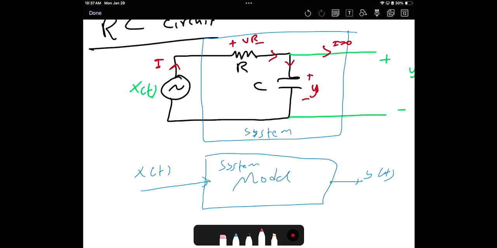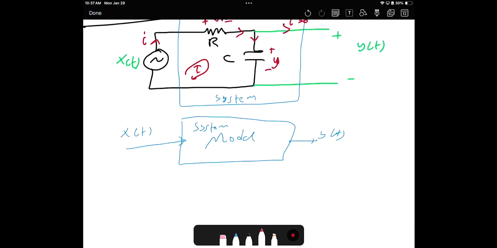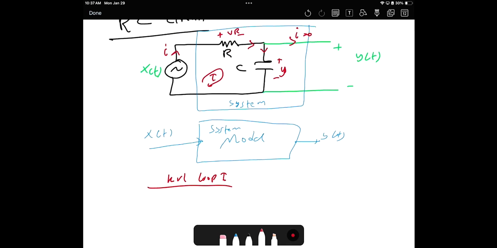Now, how can I do the calculation? Again, it's AC, so we're going to make the lower cases. Here's I, again, it's AC, and we'll make the lower cases. Let's do KVL at this loop. KVL, loop 1. Let's do it from the left bottom corner, then go clockwise, and let's do it in the basic way. So it will be negative x of t plus VR of t plus y of t equals to 0, right?